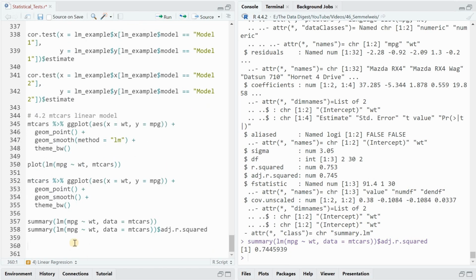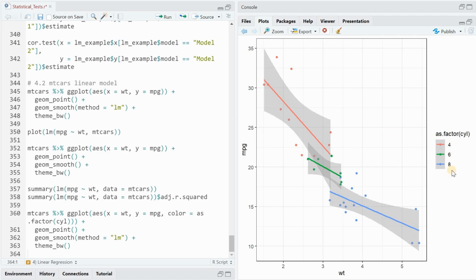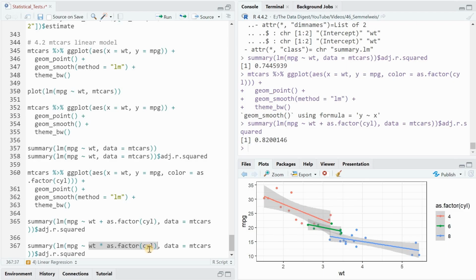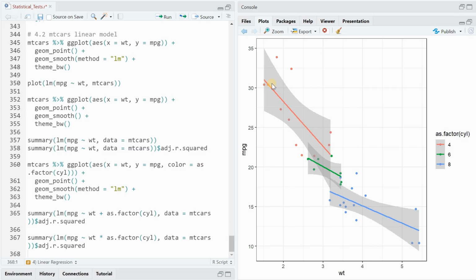Now, can we improve this model by including more variables? As you can see in the plot, the cylinders of the engines show different slopes. And if you include this factor, the variance you explain with this more advanced model already increases to 82%. If you include the interaction between weight and cylinders, you could even increase this to 83%, but then it gets a bit tricky to explain. Here you can see what we showed before. As the cylinder changes, the slope changes, which represents the interaction between these two variables.